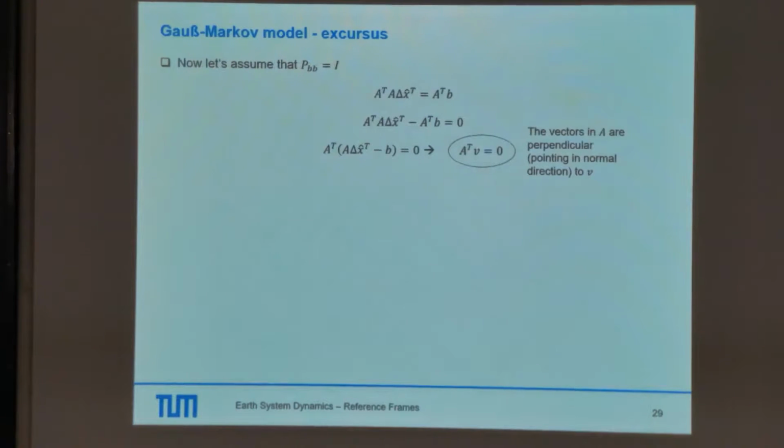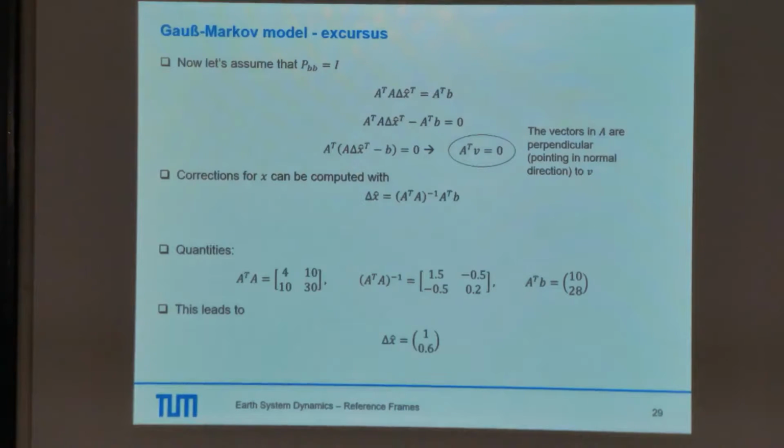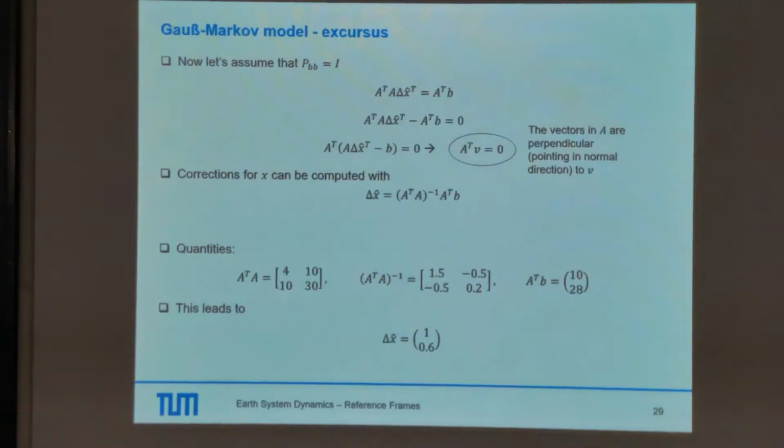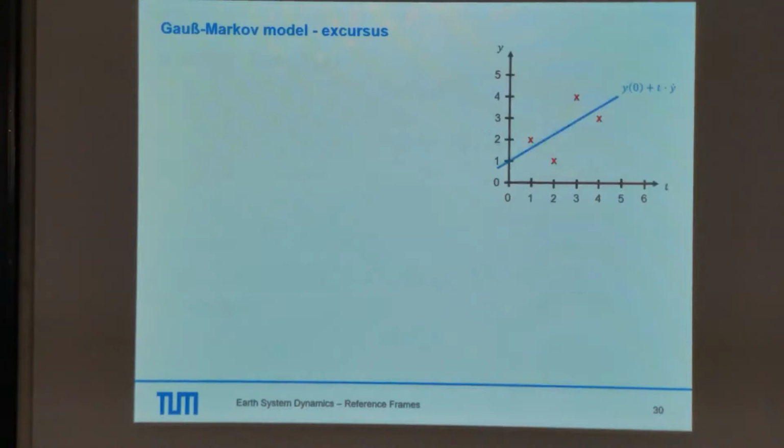Getting back to the numbers, we have now the quantities A transpose A. When we insert the quantities of the observation equations, we end up with these numbers. If we invert this normal equation, we end up with these numbers. A transpose b would be this. And this leads to our estimates. Our vector of unknowns, since we can compute it like this here, is 1 and 0.6. And coming back now to our example, you see that fits quite well.